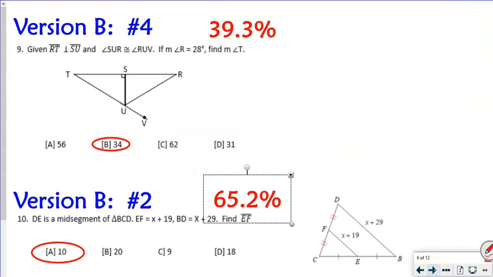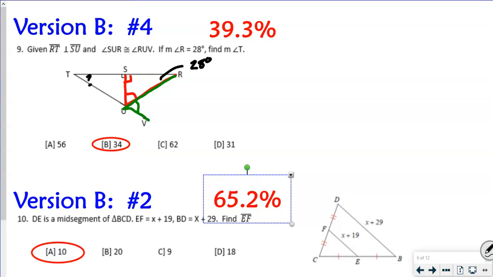All right, given RT and SU are perpendicular, that means that there's another right angle right there, right? And that SUR is this angle right here. And RUV is this angle right here. Those angles are congruent, it says. If the measure of angle R is 28, that's this angle right here. If this is 28, find the measure of angle T. So we're actually looking for this angle over here, but we got to find what the third angle is in the triangle on the right first, right? So the red arc, that's what we're looking for.